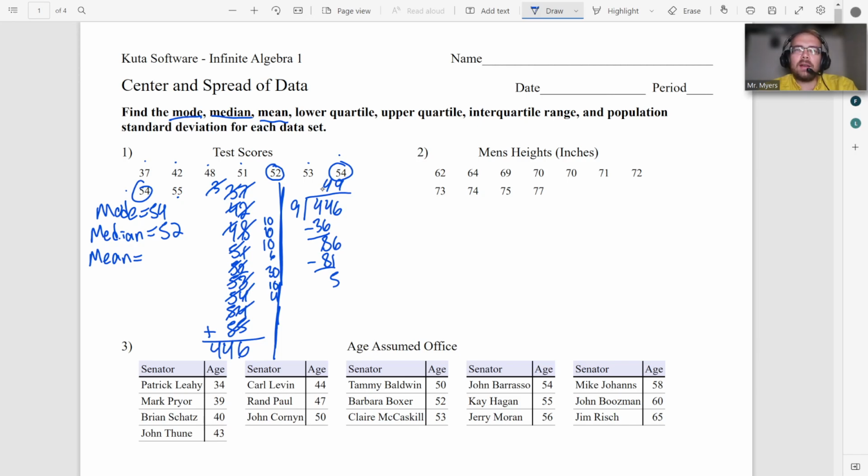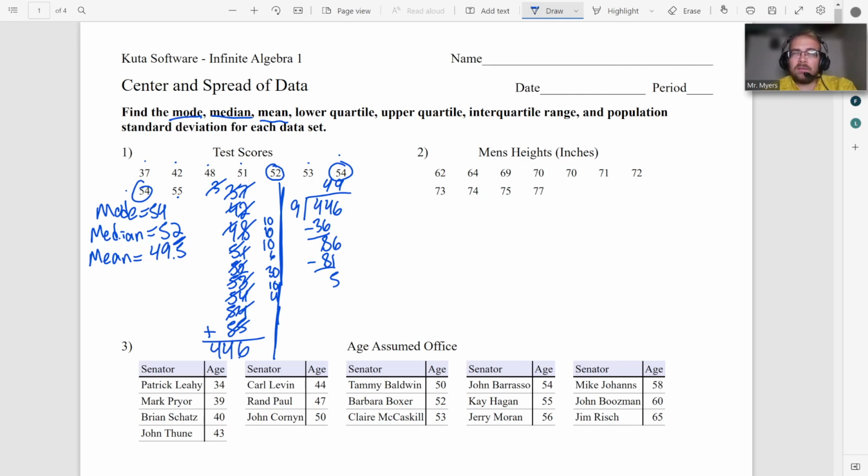Meaning it's 49.5 repeating. So you could say the mean is 49.5 repeating, or 49 and 5 ninths, or you could turn that into an improper fraction, or you could round it to 2 decimal places and call it 49.56. A lot of options there.